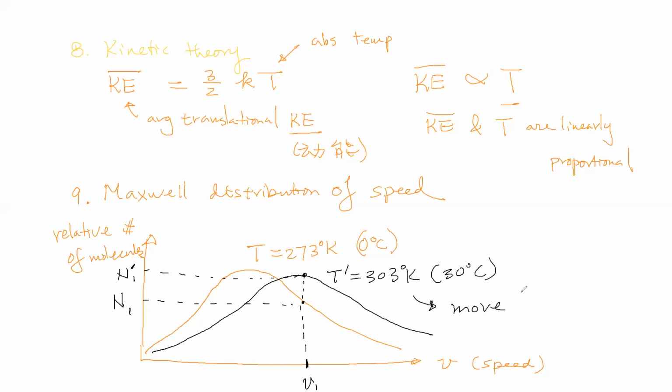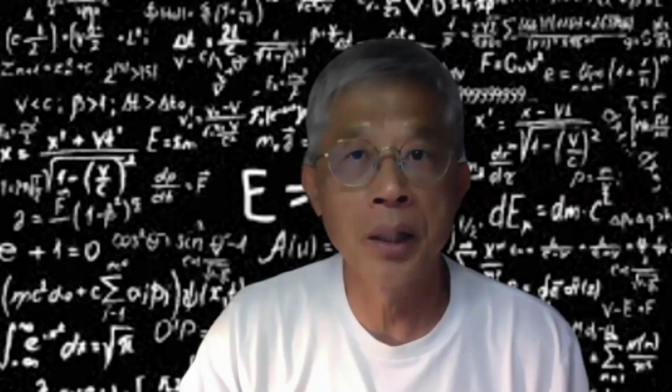You can see you shift the distribution, you have more higher-speed molecules. So more molecules traveling at higher linear velocity. So that's the Maxwell distribution of speed. When you change the temperature from a lower temperature to a higher temperature, it shifts to the right. Okay, so we're going to stop there, and that's all we have. Keep watching and keep learning more physics.